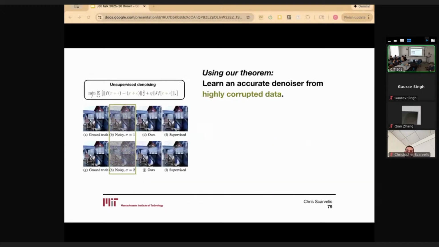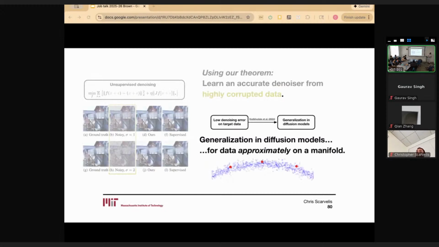All right, so with this result in hand, let's circle back to our original problem. Using this result, we can now solve our unsupervised denoising problem to learn a very accurate denoiser that only ever sees noisy data during training, which is data that lies approximately on a manifold. Like we saw at the beginning of the section, we can then use this denoiser to build a diffusion model that generalizes well. And so a result like this one gives us a path towards generalization in diffusion models for data that lies only approximately on a manifold.